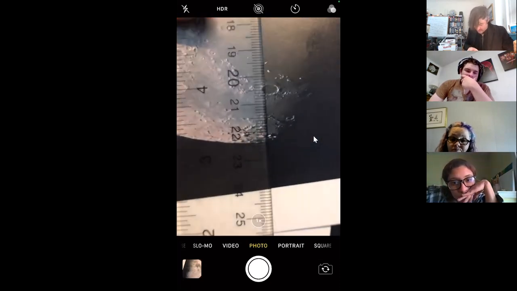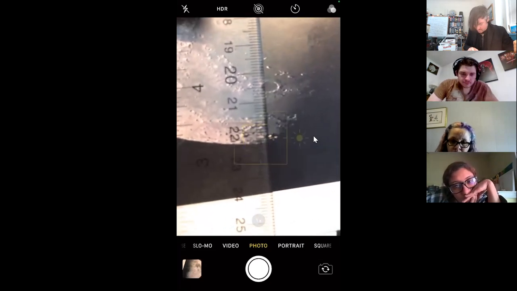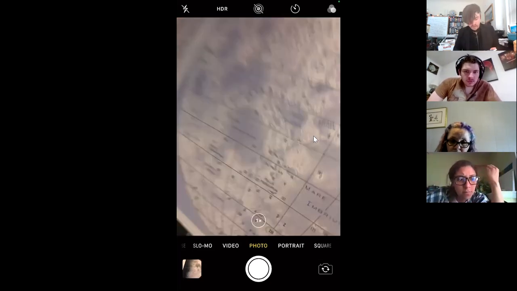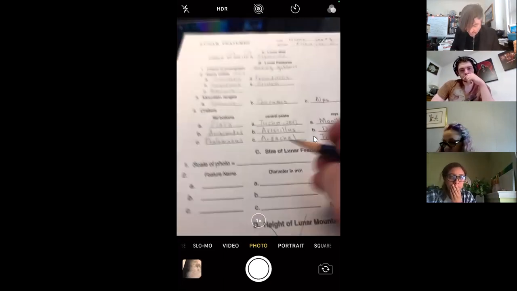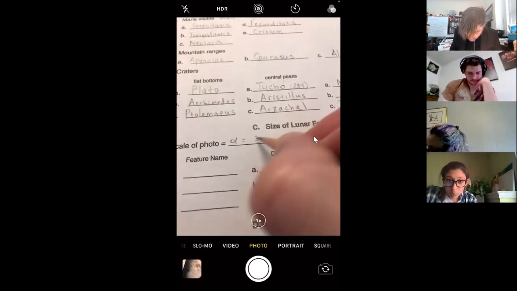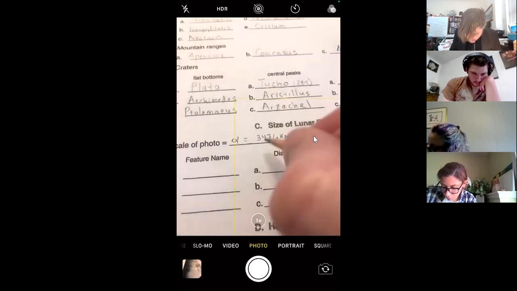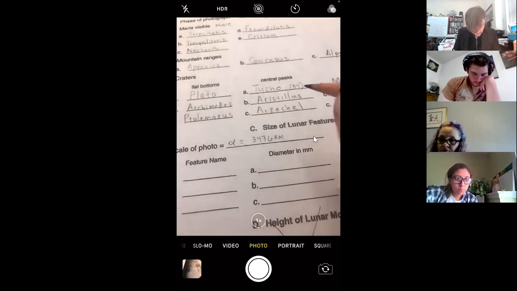What would you guys say is the diameter of this thing? Let's see if we can focus on it a little bit. Is that like 24 or 22.4? Yeah. No, you had it right. 24 millimeters. You had it right the first time, because we want it in millimeters. So let's do this. For the scale of our photo, this is where we're going to have our scale factor. We're going to divide 3476 kilometers, let's just use this thing as the division bar, divided by, what was it? Was it 24? Oh, sorry.